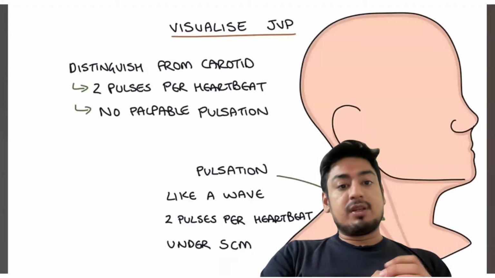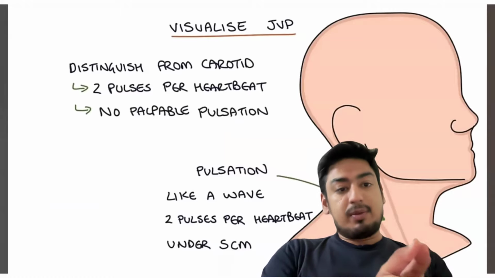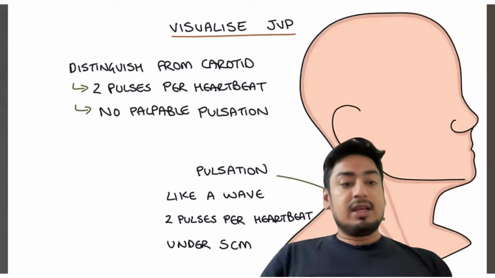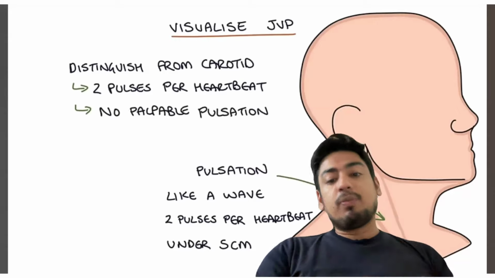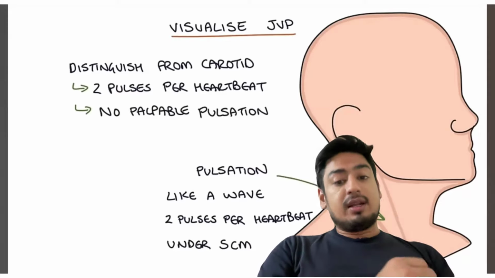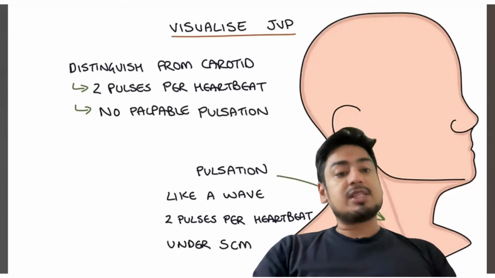see the JVP waves. So first thing is you have to differentiate between a JVP and a carotid pulse. So how you can differentiate between a JVP and a carotid pulse is in JVP there will be two pulses per heartbeat because there are two positive waves. And another thing is JVP is better seen than palpable because it's a venous pulse.